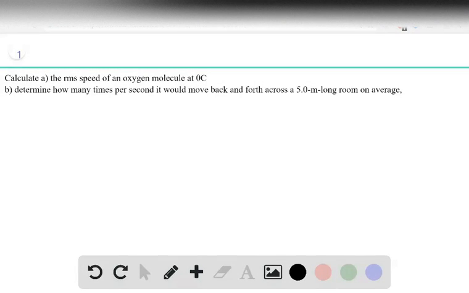Hey everyone, this is question number 54 from chapter 13. This problem is about oxygen, and asks us to calculate the RMS speed at 0 degrees C, and then determine how many times per second it would move back and forth across a 5-meter long room on average.